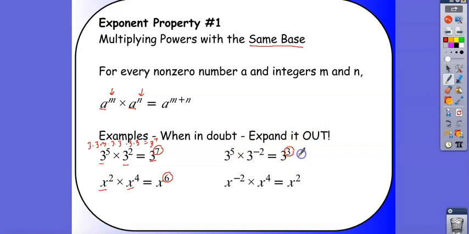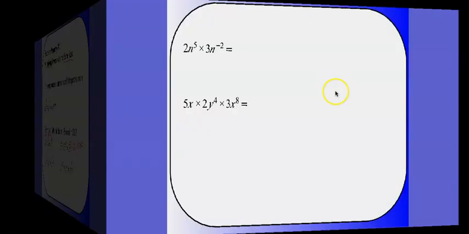Now, I don't want to see any 3 cubed. You should put that in your calculator and get 27. 3 times 3 times 3. I don't want to see any 9s. It is not 3 times 3. If you put it in your calculator, it's 3 times 3 times 3, equal to 27. Okay, let's look down here. Again, negative 2 plus 4 gives me a positive 2. I can only do this when the bases are the same. Let's look at another example.